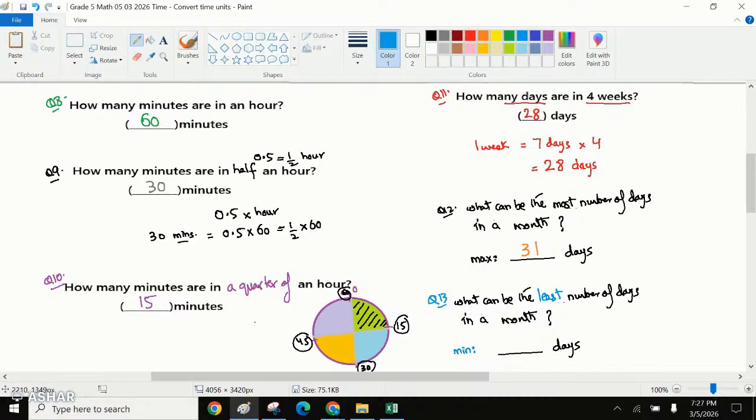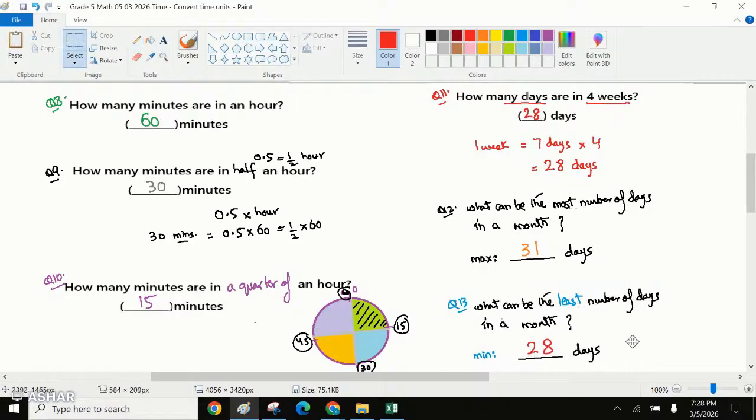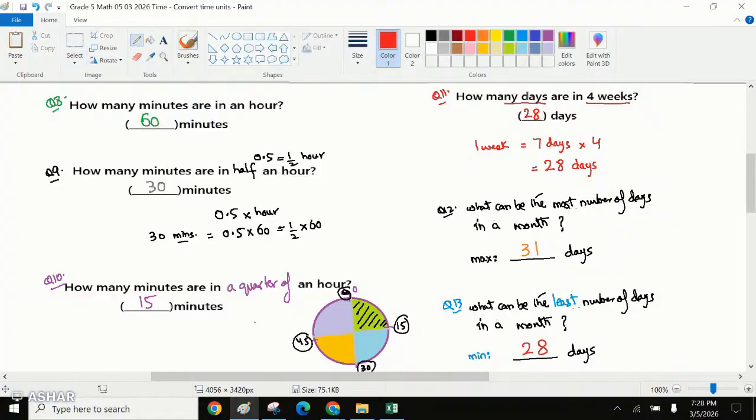We know that February is the only month. Usually we have 30 and 31 days, right? But February has 28 days. Like last month, there were 28 days. So the least number of days in any given month would be 28, because we need to consider February also, right? It's not very common, but it happens every 3 years.